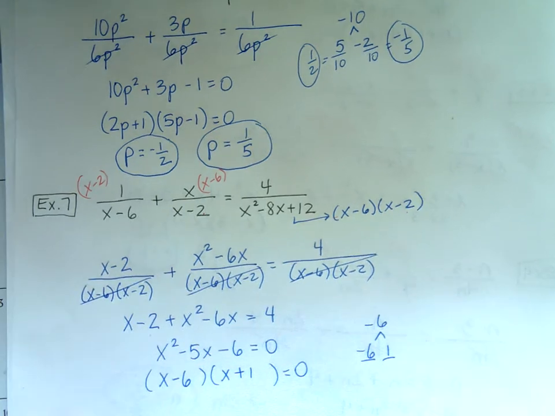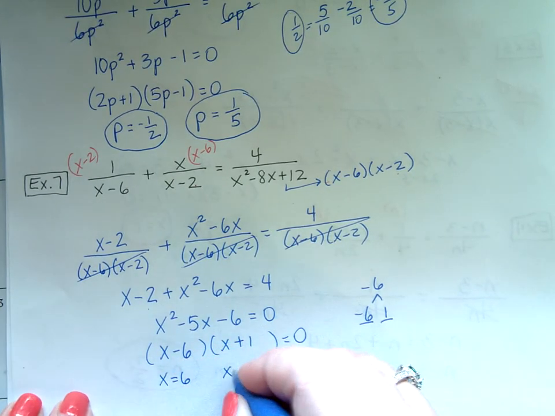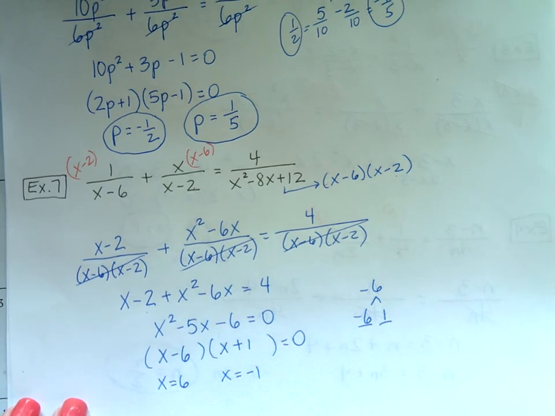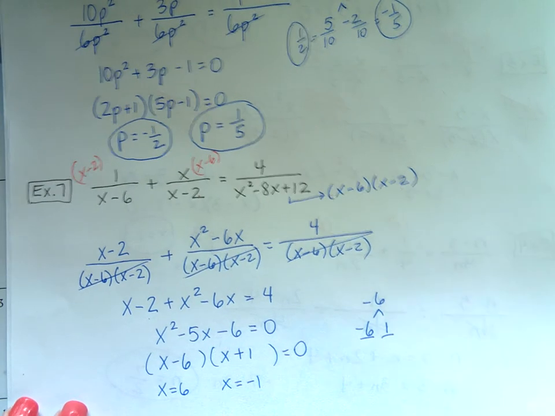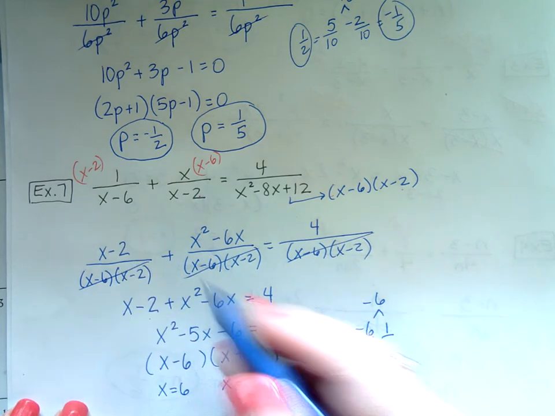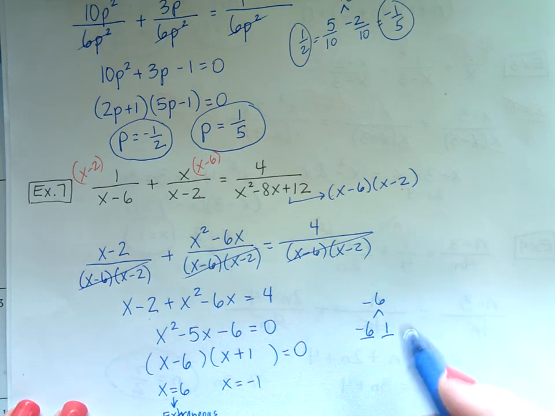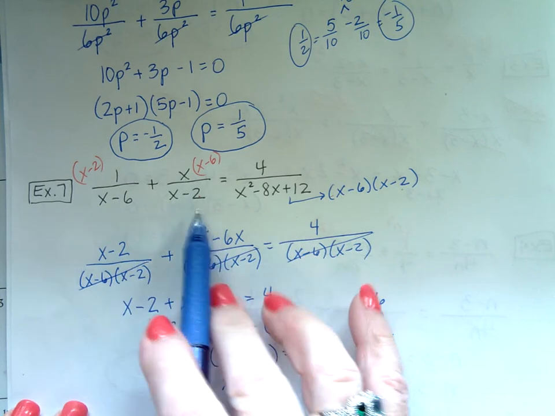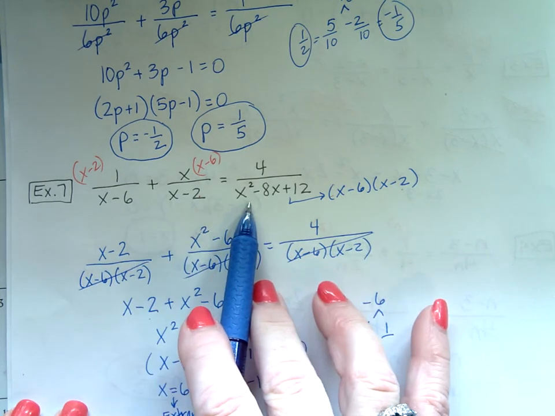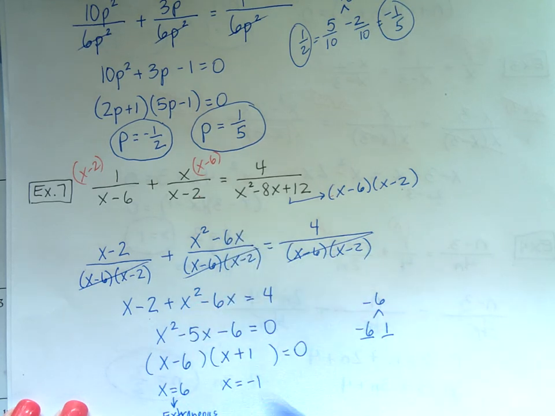X minus 6 equals 0 gives me x equals 6. X plus 1 equals 0 gives me x equals negative 1. Let's check them out. If I put a 6 in here, red flags, right? 6 minus 6 is 0. This one's extraneous. This one doesn't work. Negative 1, that'll be negative 7. Negative 3. 1 plus 8, that's definitely not going to be 0. So your answer is just this guy.